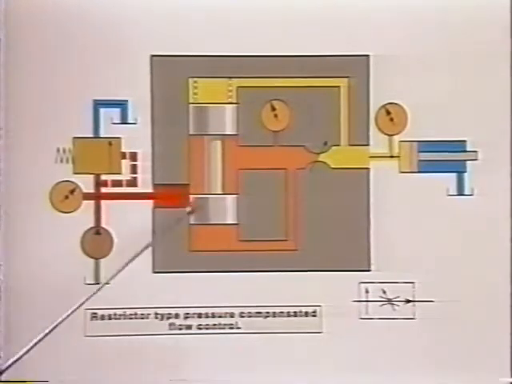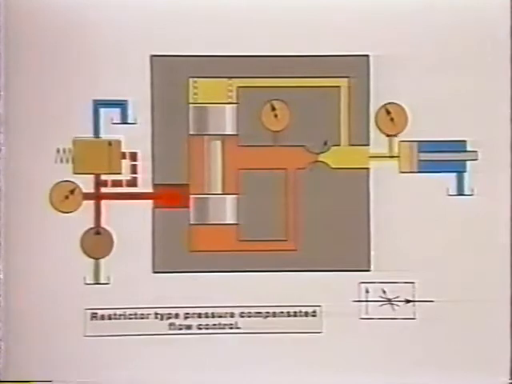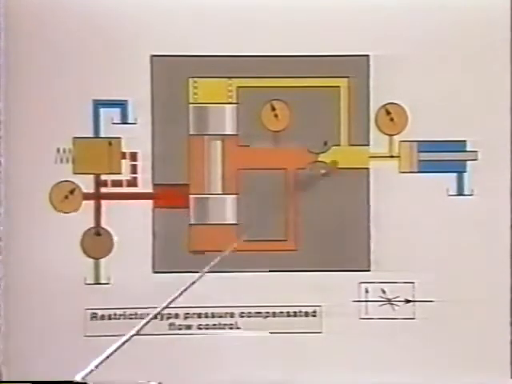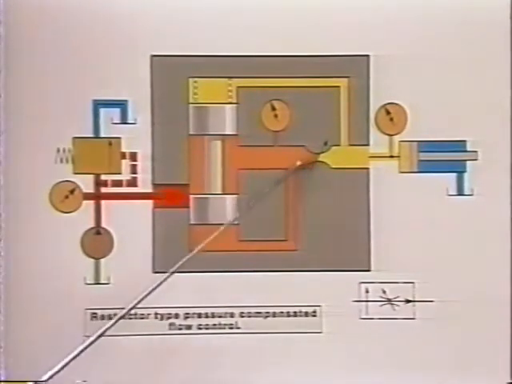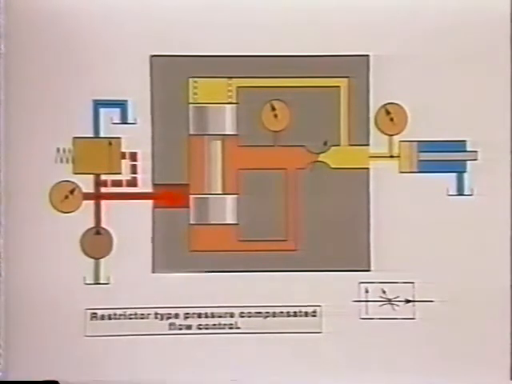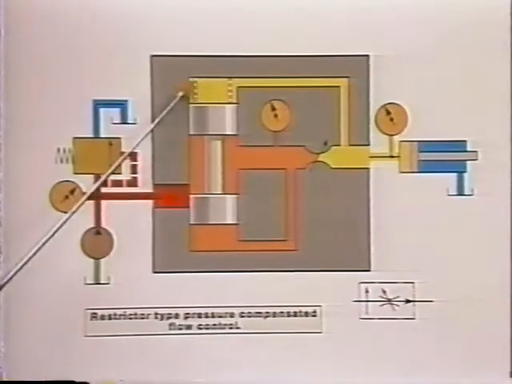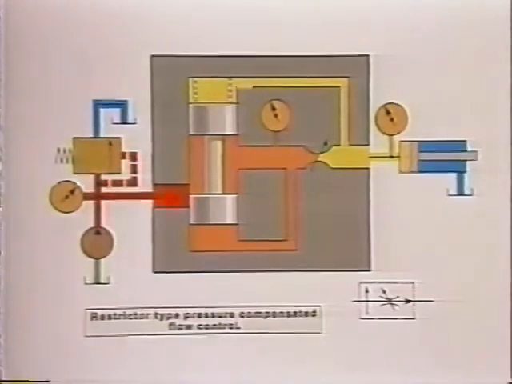This spool will move up and down in response to workload changes to keep the pressure difference from here to here constant. So we'll call it the compensator spool. The adjustable orifice controlling the flow rate into the cylinder controls speed, and we'll call it a throttle. Up here, we have our old friend, the 20 psi spring, holding the compensator in the open position.